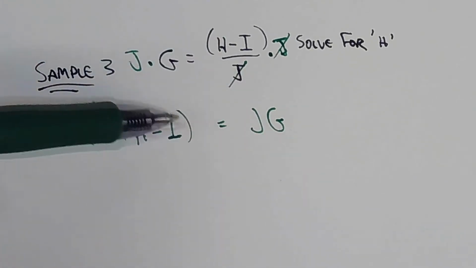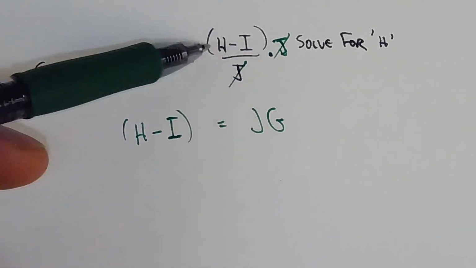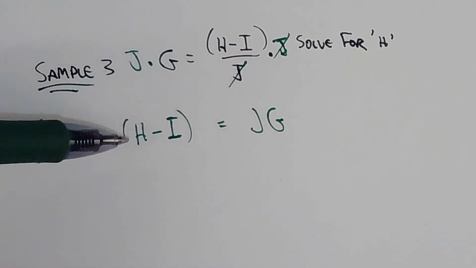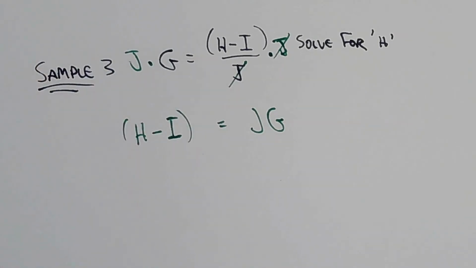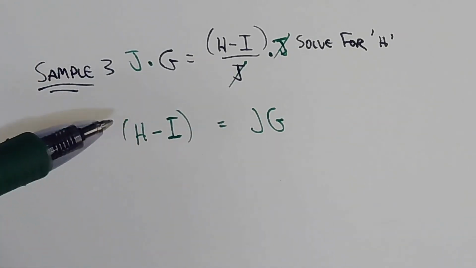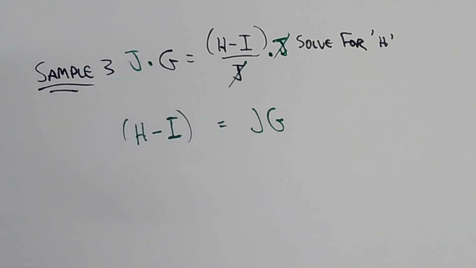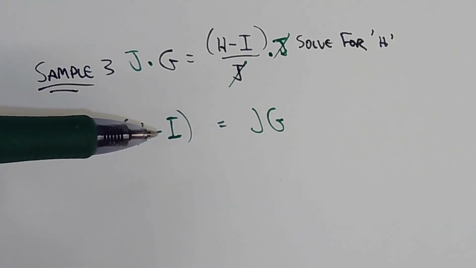Now I didn't have to write the parentheses. The parentheses are only here to emphasize sort of an order of operations. Once we have this part situated, having the parentheses here is just kind of redundant. So now it's H minus I, and we are going to get rid of the I.